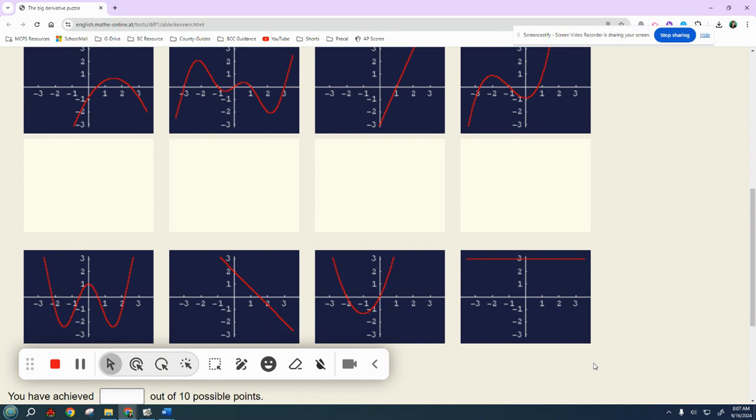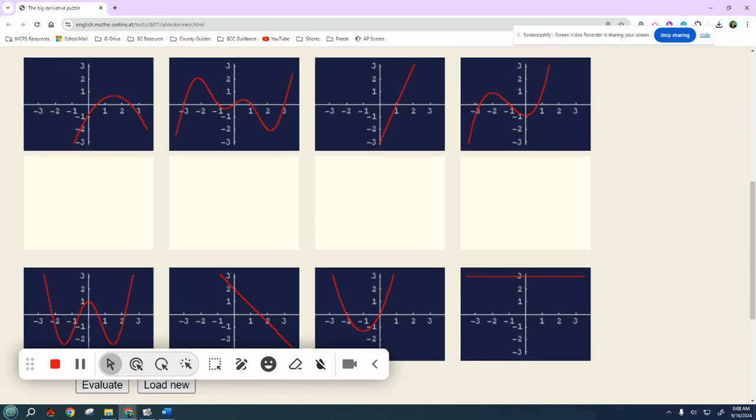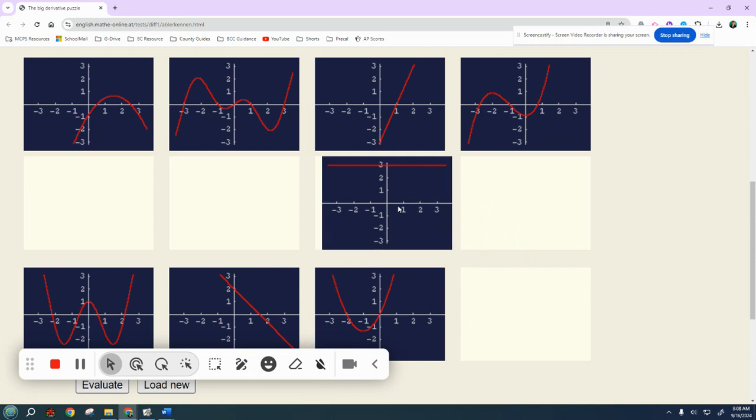These guys are the functions at the top. These guys are their derivatives. Who matches with who? There should be one that's kind of easy. Will the linear line match with the horizontal? The linear line should match with the horizontal. Okay? Wow, it's changed. Stop. It says true.